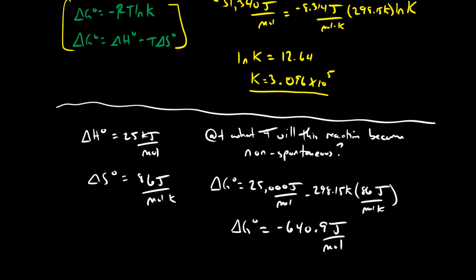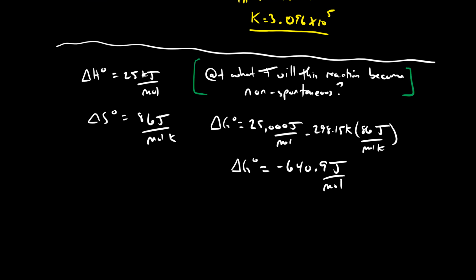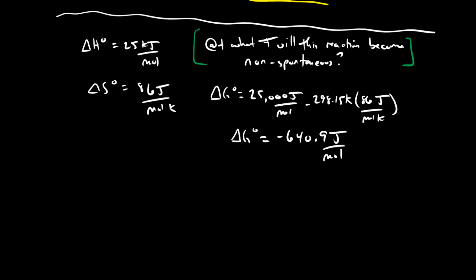All right, so our task is to figure out the temperature when this reaction becomes non-spontaneous. Okay, so that's the transition from a negative delta G to a positive delta G. Okay, and that transition happens when we go through zero. So in this situation, we have a positive delta H and a positive delta S. So in this reaction, the delta S is favorable, right? Positive delta S is a good thing. Positive delta H is a bad thing.